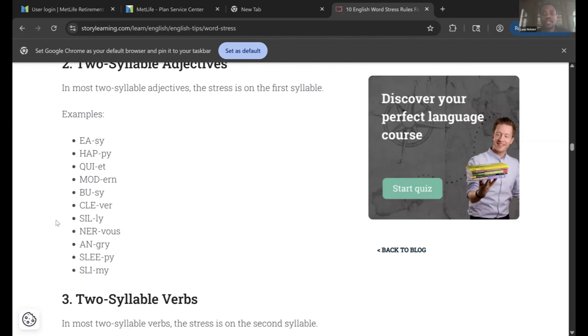Examples. Try again to read each of them. Easy. No, repeat it again. Easy. So your voice rises on the first syllable and falls on the second one. Easy. Yes. Happy. Next. Happy. Quick. No. Quiet. Quiet. Yes. Okay. Modern.